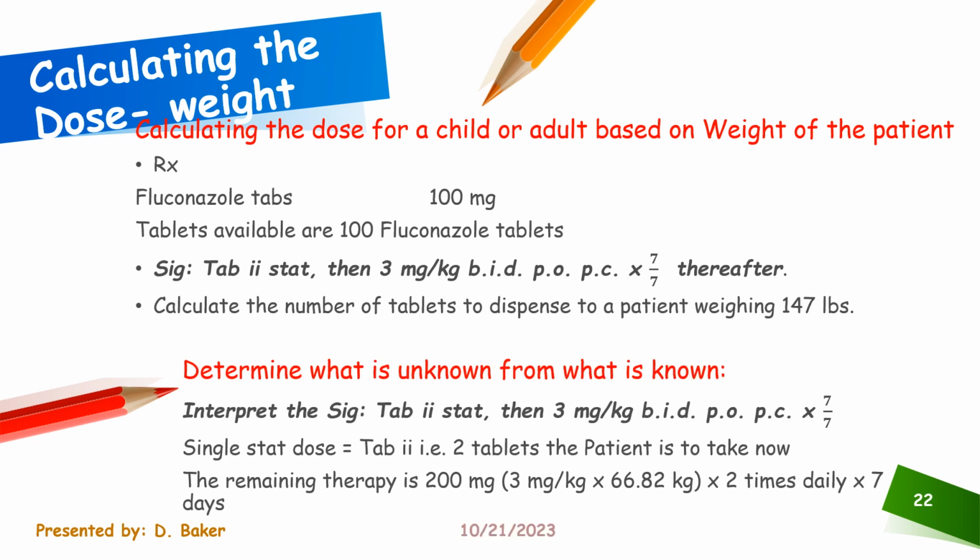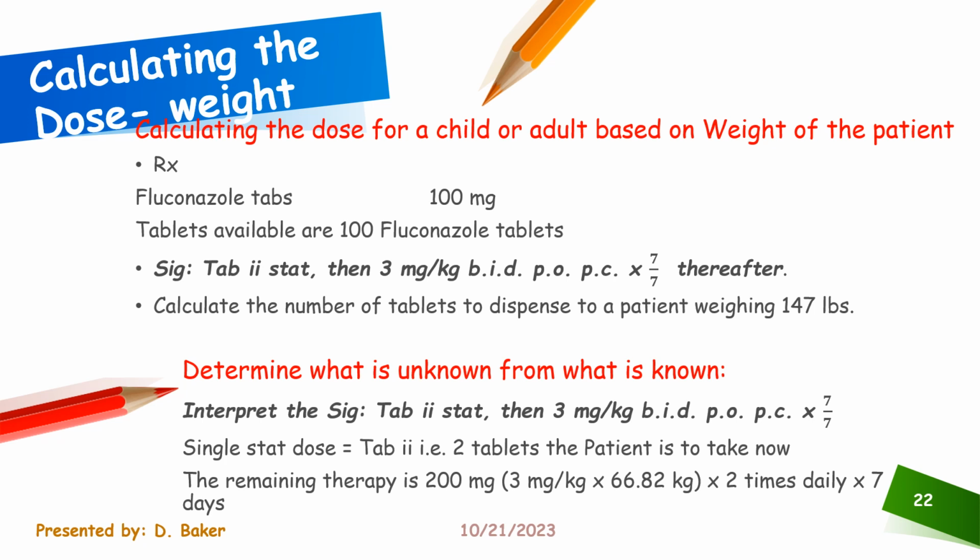So we haven't quite responded to the question yet. The question did ask us to calculate the number of tablets to be dispensed to the patient weighing 147 pounds. And in terms of calculating the quantity of medication that you will dispense to the patient, we did establish earlier that to get this information, you need to multiply the dose unit of the drug that is prescribed times the frequency times the duration of therapy.